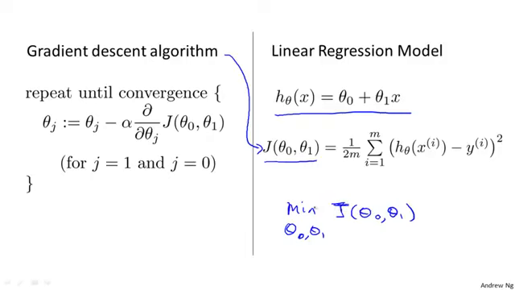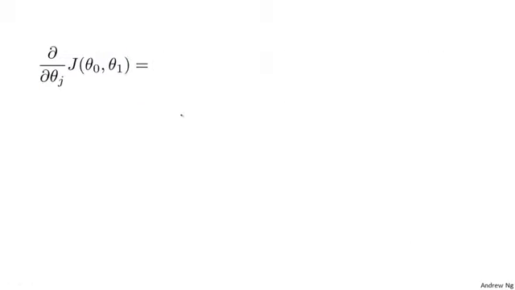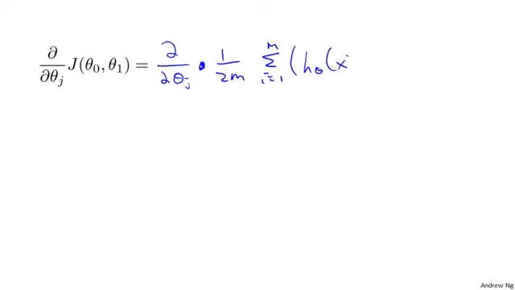Now, in order to apply gradient descent, in order to write this piece of code, the key term we need is this derivative term over here. So we need to figure out what this partial derivative term is, and plugging in the definition of the cost function J, this turns out to be this, sum from i equals 1 through m of this squared error cost function term. And all I did here was plug in the definition of the cost function there.